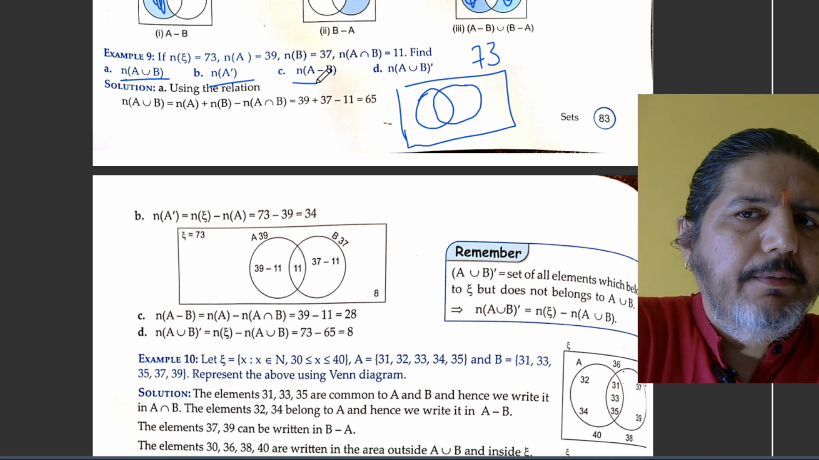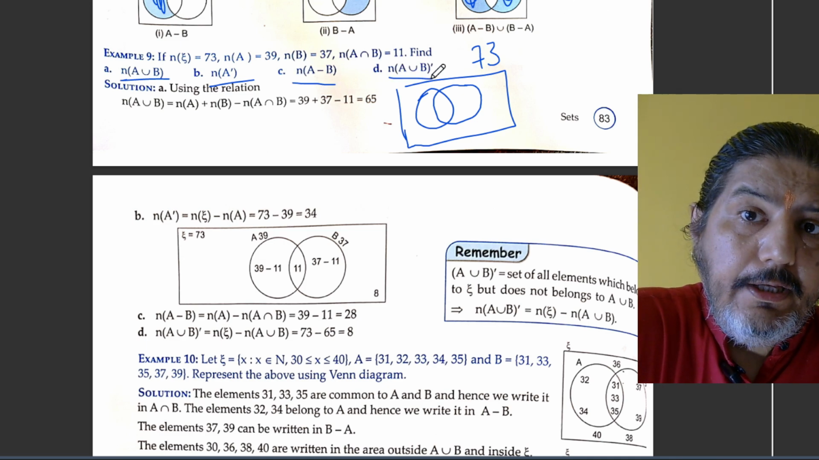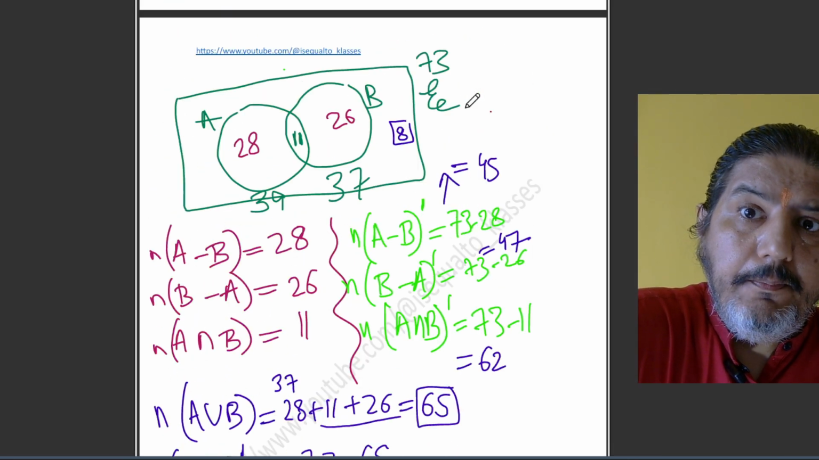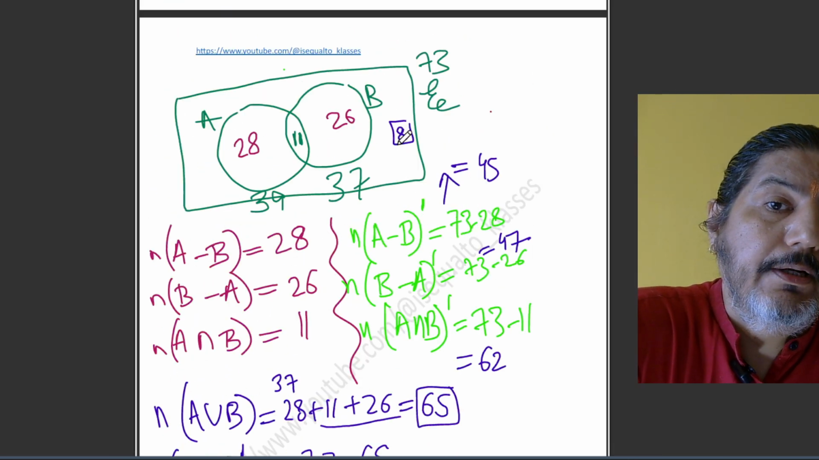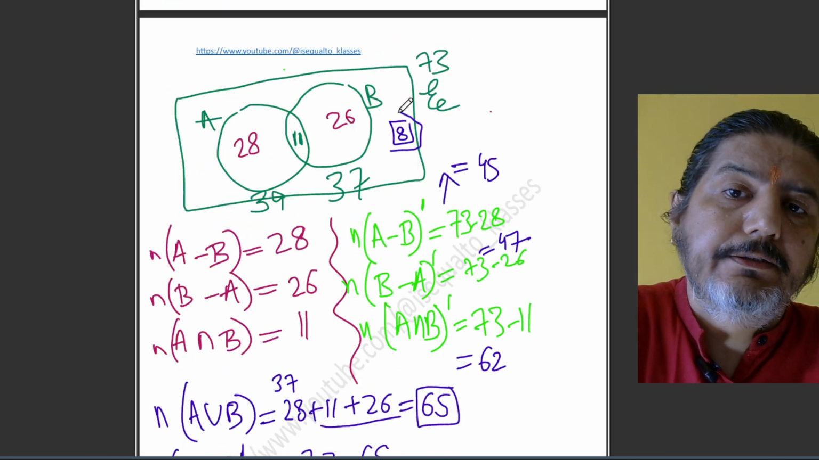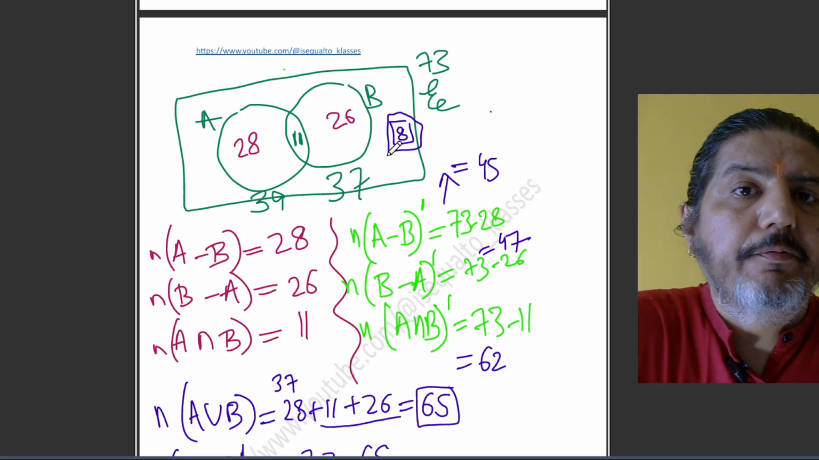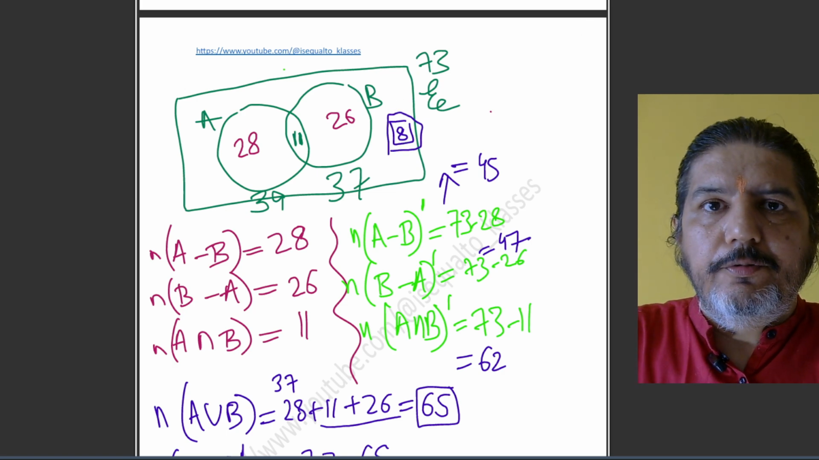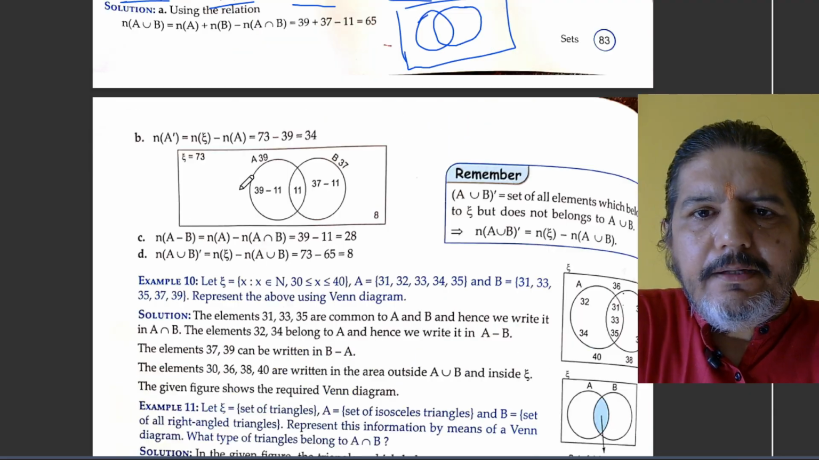N of A minus B we have calculated. N of A union B complement. All you guys who are paying attention would have understood that A union B complement would be 8. So the number of elements would be 8. So this is example 9. Beautiful question.